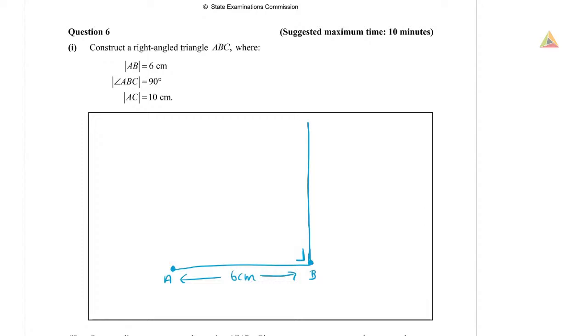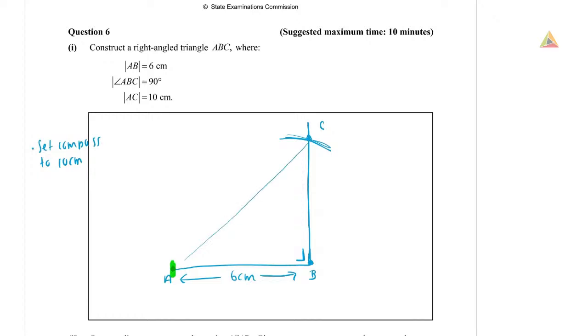Okay, it's saying that AC is 10 centimeters. So what you're going to do is set your compass to 10 centimeters. Then you put the pin of the compass on point A, already set at 10 centimeters, and you extend out the compass until it makes an arc with the line that you've drawn from the right angle. That point there then is going to be C.